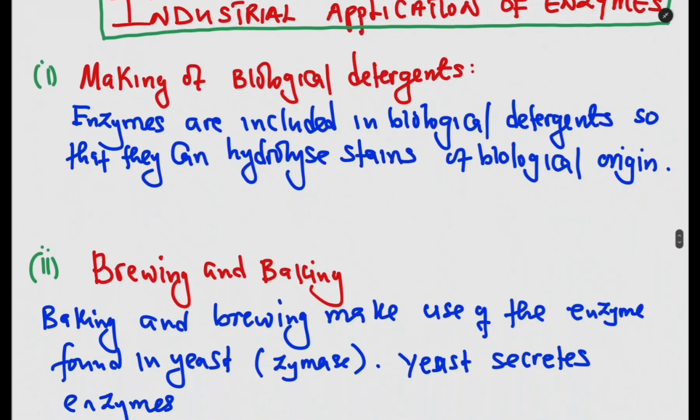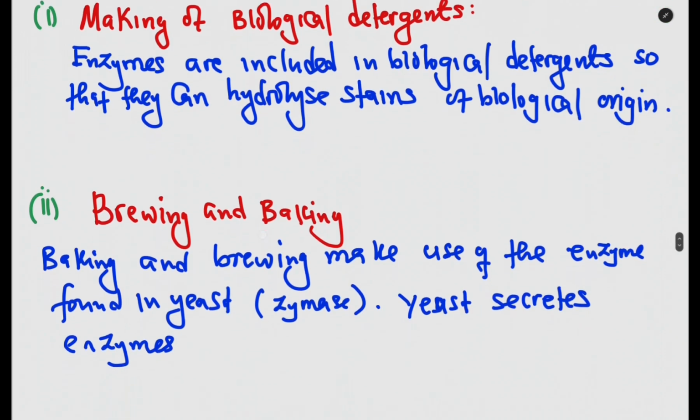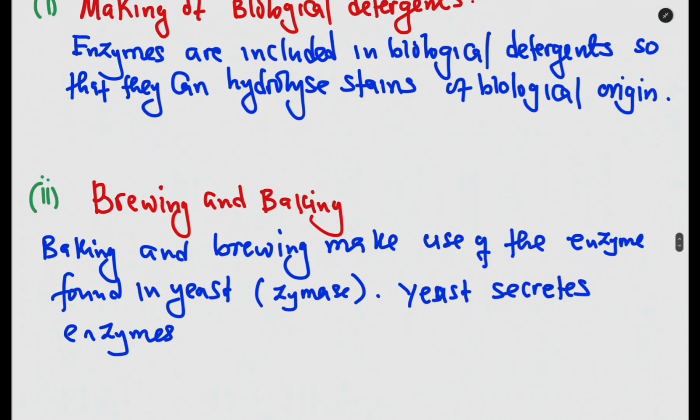The other industrial use of enzymes is in brewing and baking. Baking and brewing make use of enzymes found in yeast. You know that in brewing and baking they make use of yeast. Yeast contains enzymes, and therefore it makes brewing and baking possible.